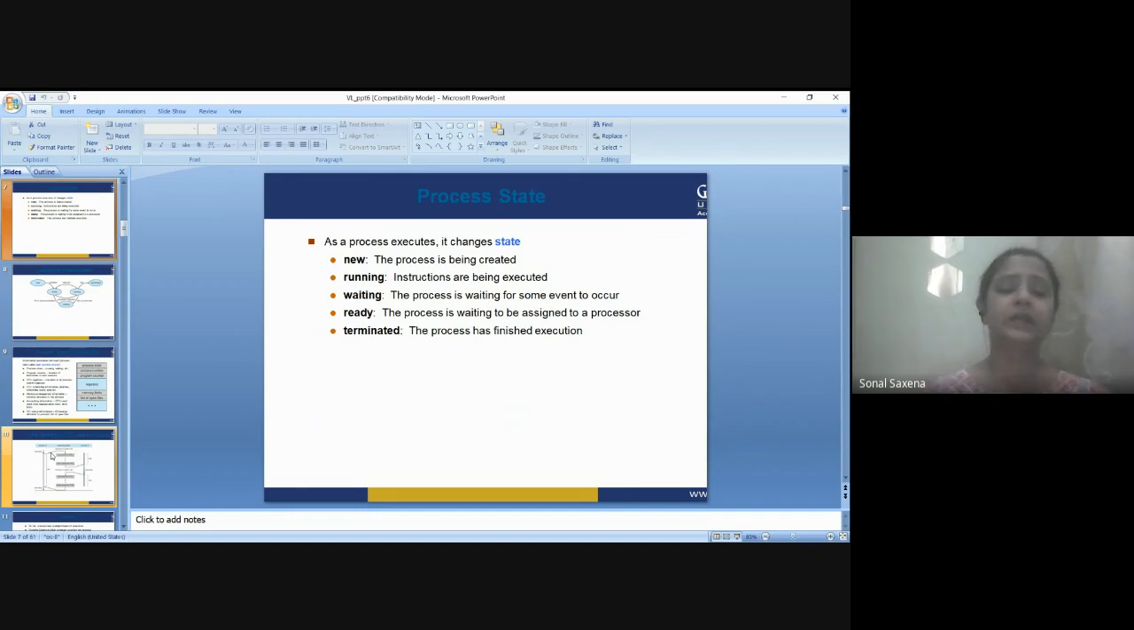This is one reason. The second reason could be that a process is in need of some kind of resource. For example, it requires some file to be opened, or some address to be fetched, or some data to be accessed. When all the resources and the data which your process requires are not available to your process, in that case your process goes into the waiting state. This is one important part.